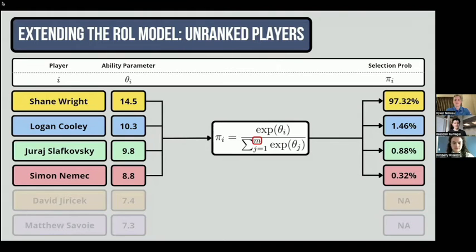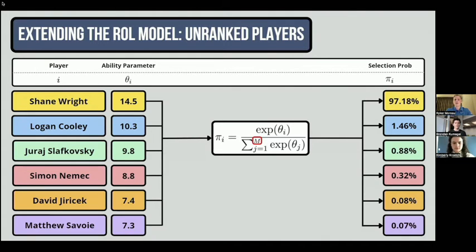Thanks, Kim. Now let's move on to some extensions of the rank-ordered Logit model that will be useful in our application. We have seen earlier that each player's probability of getting picked, pi I, is given by the following equation, but we only looked at the simple case of 4 players. What if we observe a ranking with these 4 players? However, there's a larger pool of players that could have been chosen from. For simplicity, let's say that there was a pool of 6 players, but the agency only ranked the top 4.